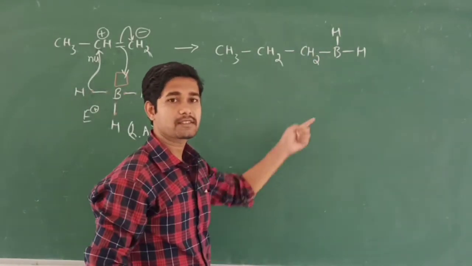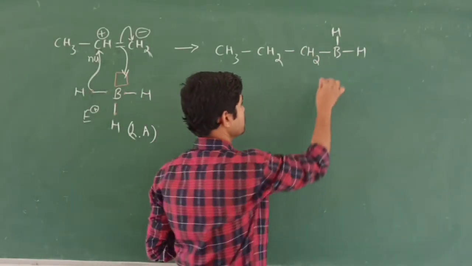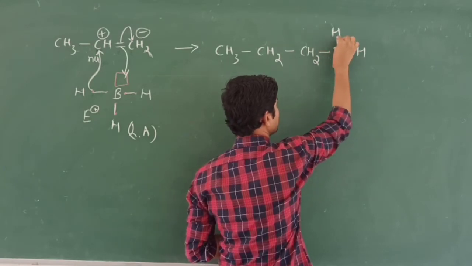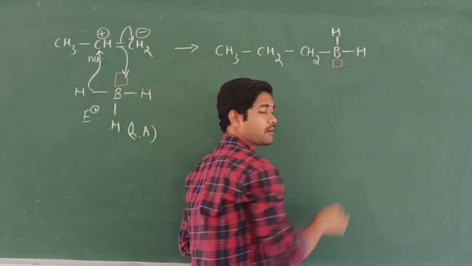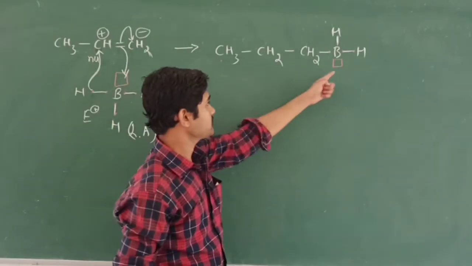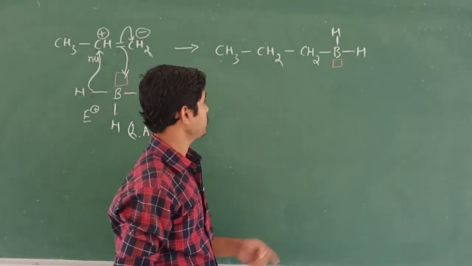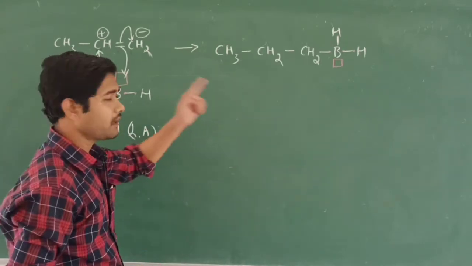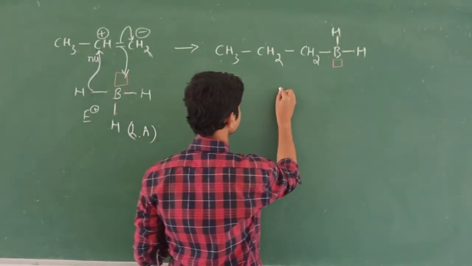And once again, this compound is going to act as a Lewis acid. Why? Because of the shortage. This structure has not completed its octet, right? So once again, this is called a vacant orbital. So what am I going to do? Once again, I am going to treat this compound with the alkene. Same.